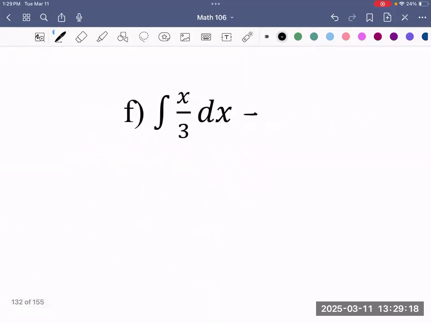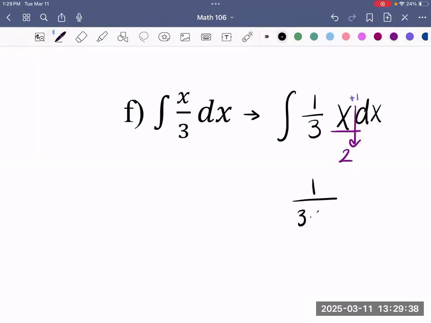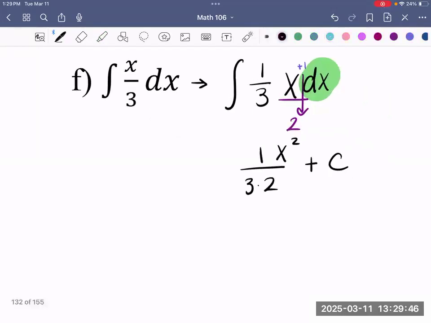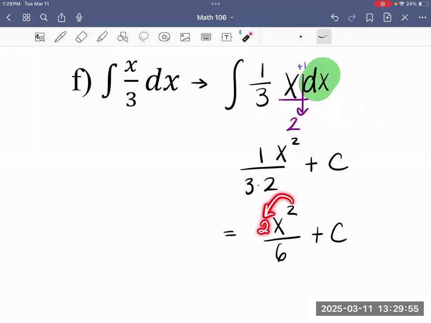One more time here. And if you don't like how it's written out, this is the integral of 1/3 x dx. So add the 1, now becomes a 2, divide by 2. So you have 1/3 times x squared over 2, plus c because of that dx. So we now have x squared over 6 plus c. And again, you can always double check: bring the 2 down, that would then cancel, make this a 3, and drop 1.